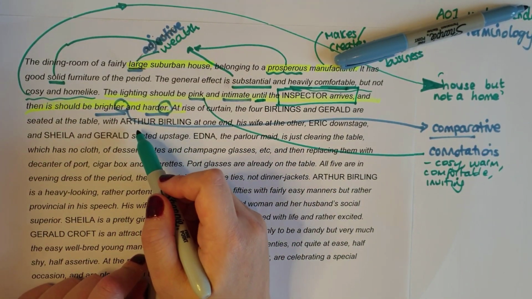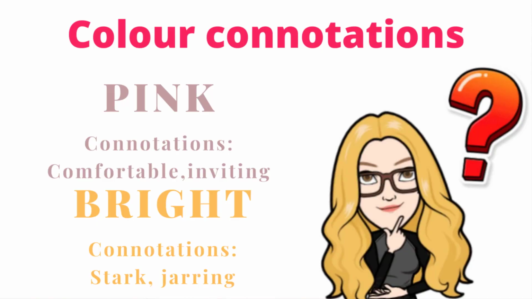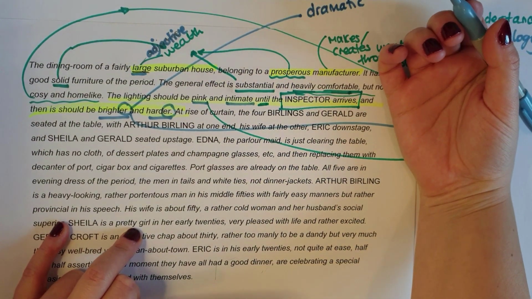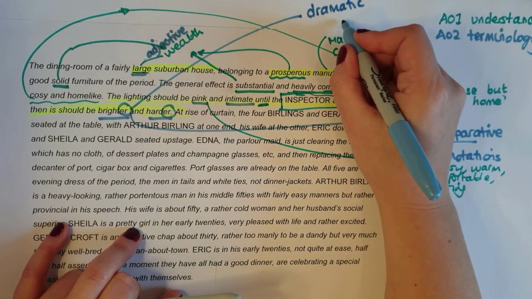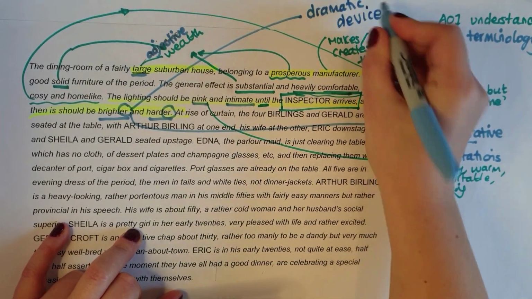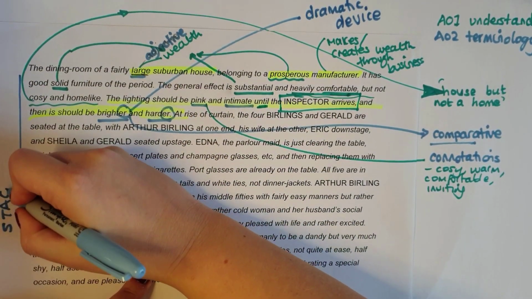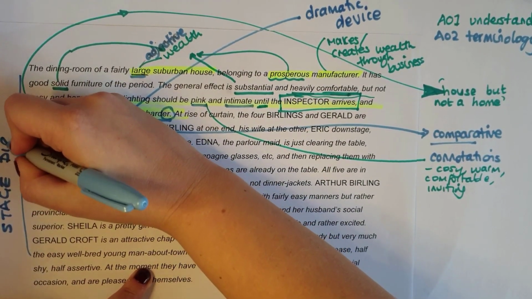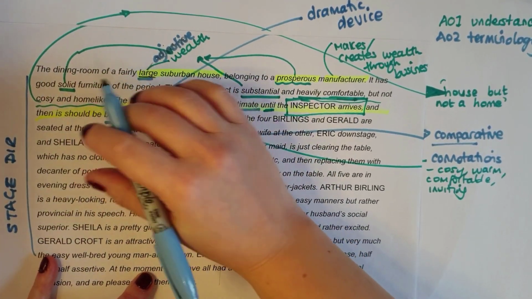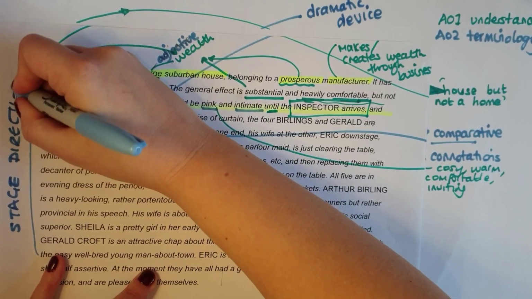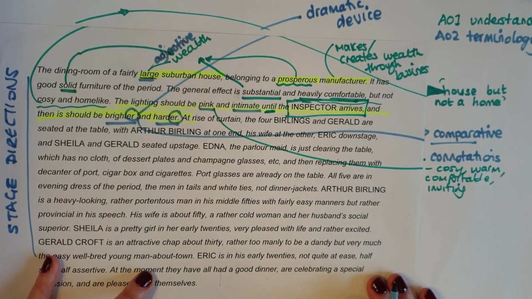Brighter and harder. So think about dramatic devices. If something's a dramatic device, it comes under AO2. There's language and dramatic devices. Language devices are within plays, but I use dramatic device because this is a play and because these are all stage directions. That's why it's in italics, okay? So the overarching, what this is, stage directions, okay? I'm writing that here, stage directions, because that's what these are.